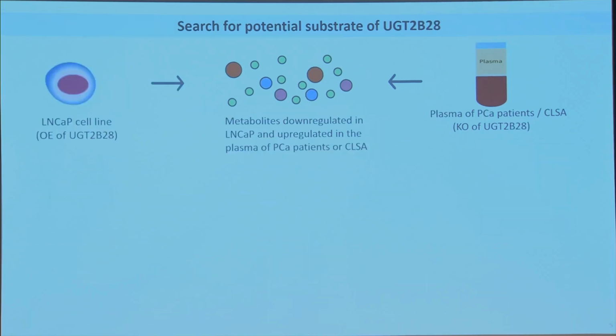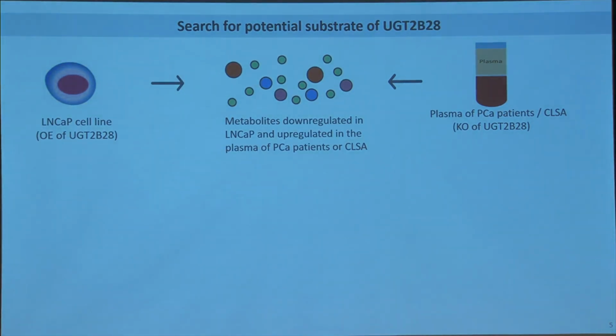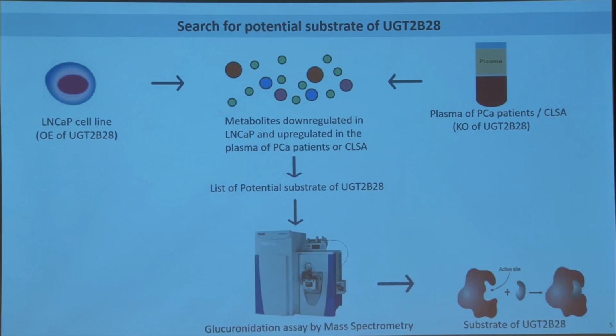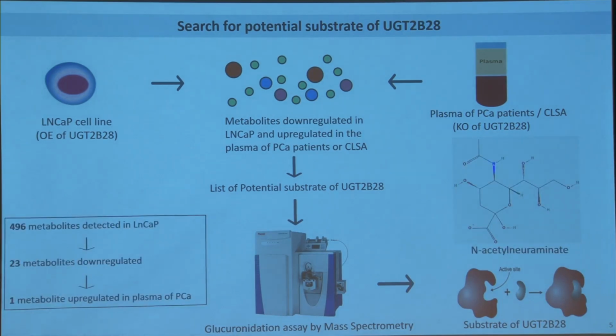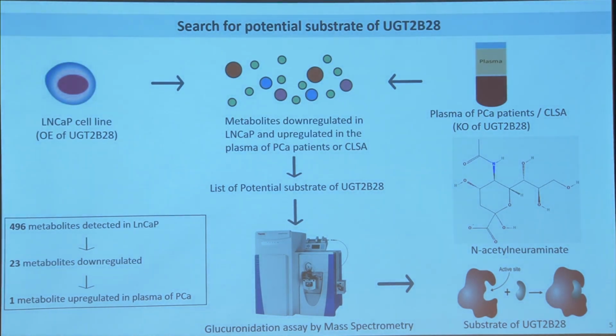And similarly, I looked for potential substrates of UGT2B28. I looked for metabolites that were downregulated in the LNCaP cell line, and from this shortlist, I looked for metabolites that were upregulated in the plasma of prostate cancer patients in CLSA, which had a knockout of UGT2B28. Similarly, I made the list of potential substrates for UGT2B28, and evidence was collected from literature that supports that these could be potential substrates of UGT2B28. Mass spec was done, which gave us the result whether they are potential substrates or not. So in this way, I came up with N-acetylneuraminate as the potential substrate of UGT2B28.